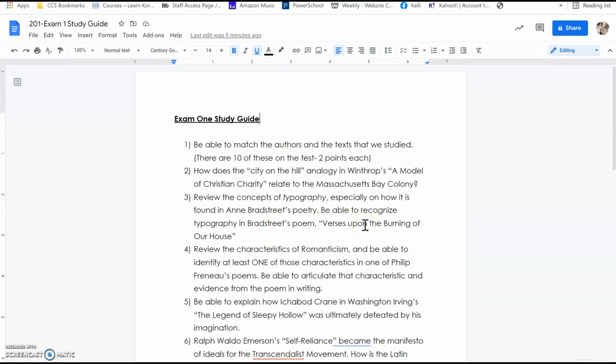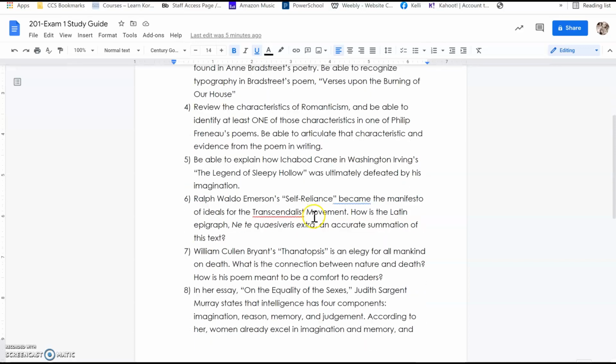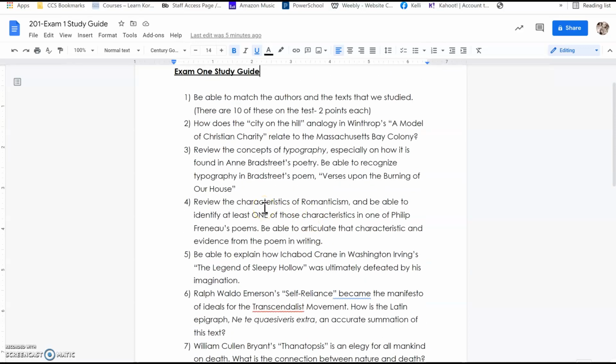Then you have a couple of short answers that are a couple of sentences each, which is probably what you want to shoot for there. The first one is you need to go back and review the characteristics of romanticism that we talked about, and I'm pretty sure it was week 3, the lecture that week, but I gave you a list of those characteristics.